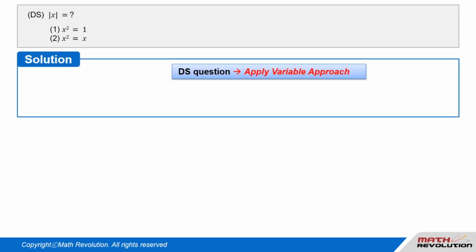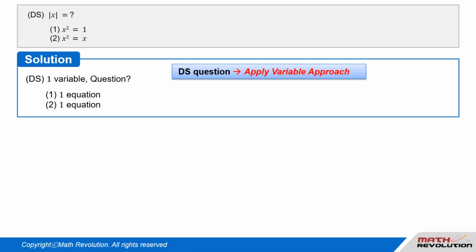We will solve this DS question using the variable approach. DS, one variable question. Condition 1, one equation. Condition 2, one equation. DS question with one variable. Let the original condition in the DS question contain one variable.